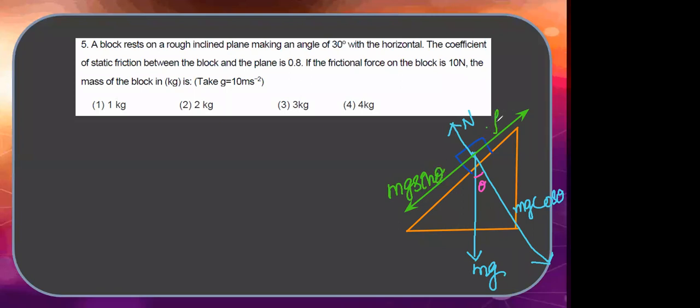On the opposite side, frictional force will be there. What is the mass of the block they have asked? Here, the normal reaction will balance that mg cos theta component. N is equal to mg cos theta. Next, frictional force F is equal to mg sin theta.